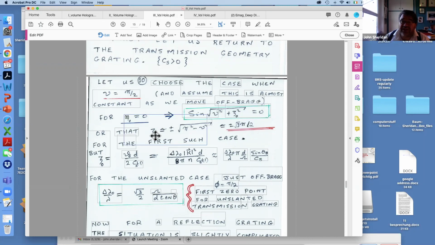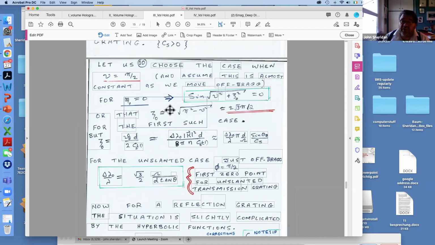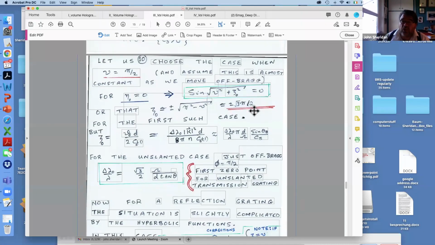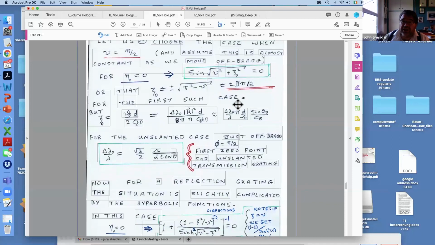And what we find out is that zeta sub 0, therefore, is going to be equal to plus or minus the square root of pi squared minus the grating strength squared, yeah? And if we've taken a value of grating strength, which is pi over 2, we're basically going to get a zeta 0 value, which is equal to plus and minus the square root of 3 pi divided by 2. So we have an expression which tells us that if we move this much off Bragg for a 100% diffraction efficiency grating, that off-Bragg value is where the zero is. This is the first such case.